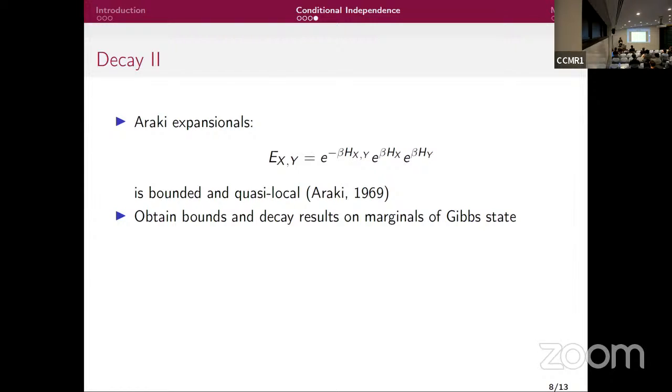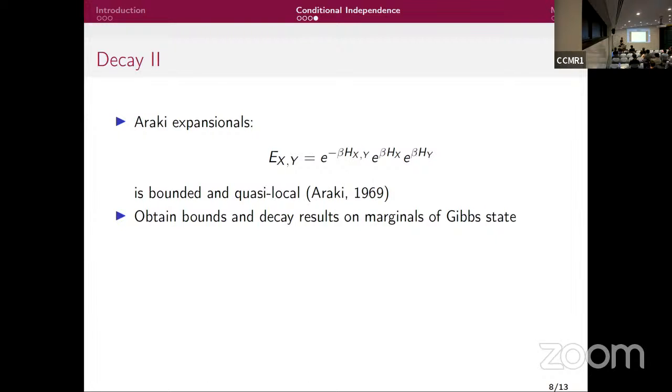For this, I just want to briefly introduce one technique that's interesting for 1D Gibbs states in general, which is Araki expansionals. You take something that looks like the Gibbs state, here just unnormalized, on two neighboring systems, X and Y, and you compare it to the inverses of the Gibbs state on X and the Gibbs state on Y. We're currently ignoring some partition functions. And the idea is, if this is a commuting Hamiltonian, then clearly all these Hamiltonian terms cancel except the one that goes from X to Y, so it would be strictly local.